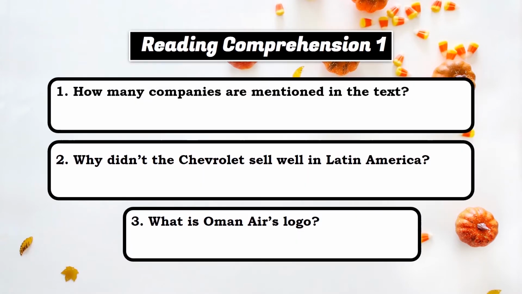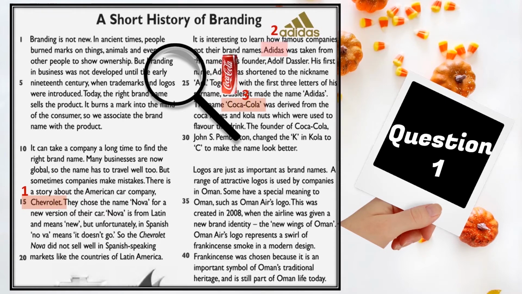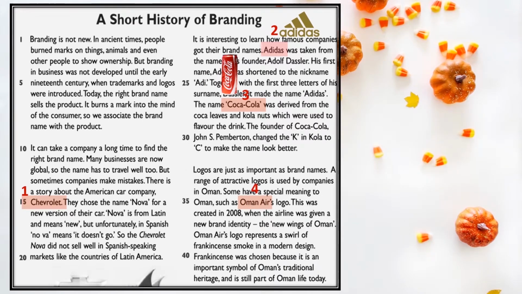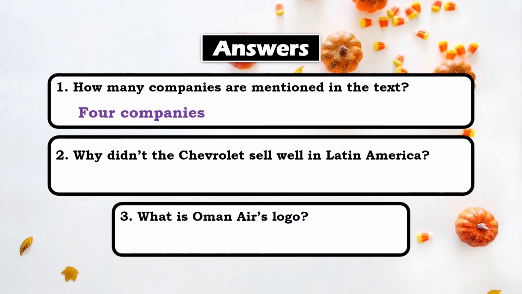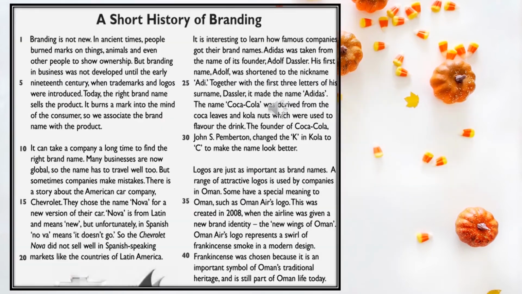Question number 1. Once you read through the text, you can notice some names of big companies such as Chevrolet, the American car company, Adidas, the footwear company, in addition to Coca-Cola and Oman Air companies. So the total is 4 companies. Very good. Let's move on to the second and try to find a statement that tells us about the reason why the Chevrolet didn't sell well in Latin America.